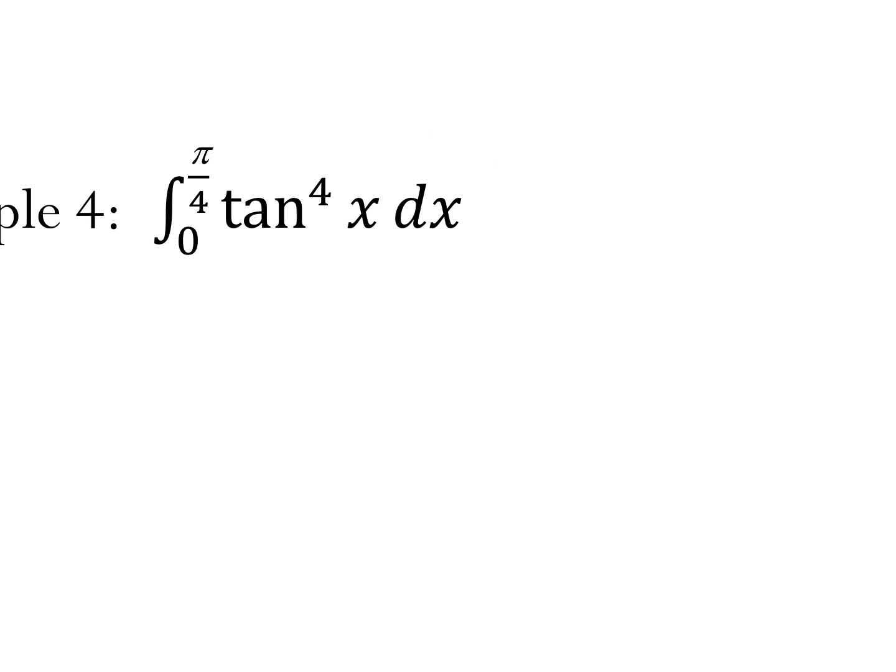Specifically with tangent, I'm going to call that tangent squared times tangent squared. Why would I do that? Well, I'm going to take this into tangent squared x times, what does tangent squared equal if I use my Pythagorean identity? Secant squared minus 1.